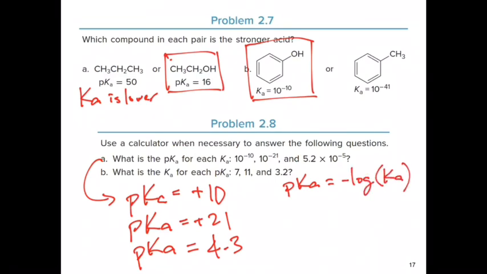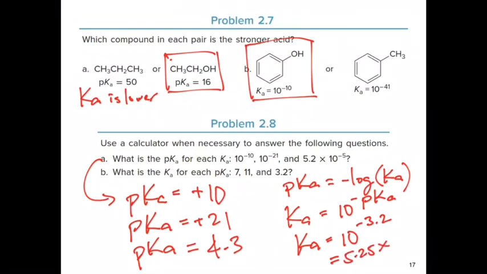And so if you're trying to find the Ka values, it's basically Ka equals 10 to the negative pKa. And so when you look at, let's say, the third one here, 3.2, then the Ka value is 10 to the negative 3.2, which is equal to 5.25 times 10 to the negative 4. So that would be the Ka value for the third one.